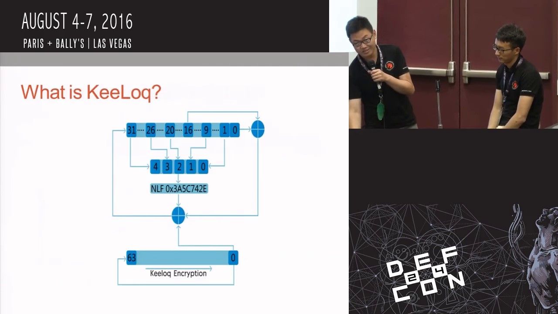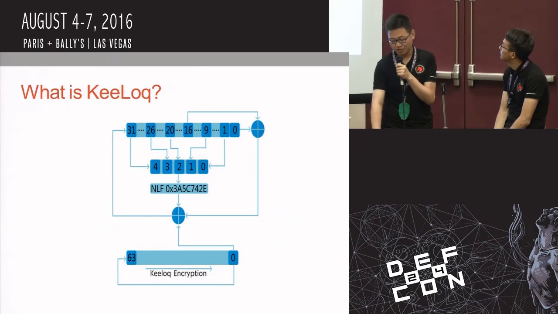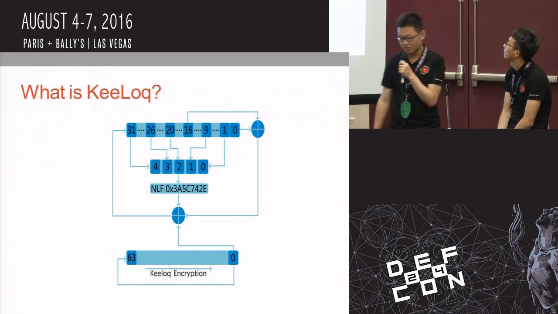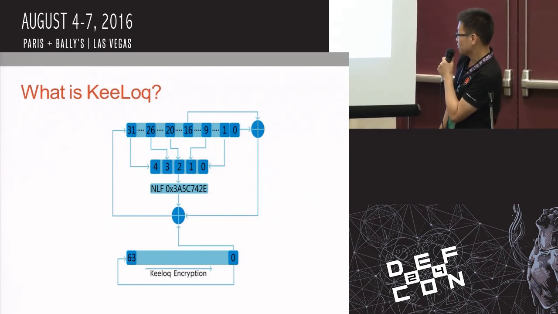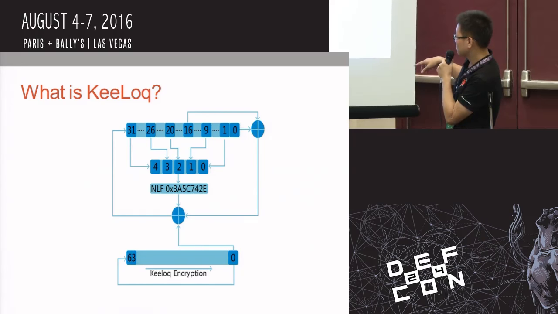Then let me introduce keeloq shortly. Keeloq first has two parts: the 64-bit encryption key, and then the 32-bit data. First we take 5 bits of it: bit 1, bit 9, bit 20, bit 26 and bit 31.